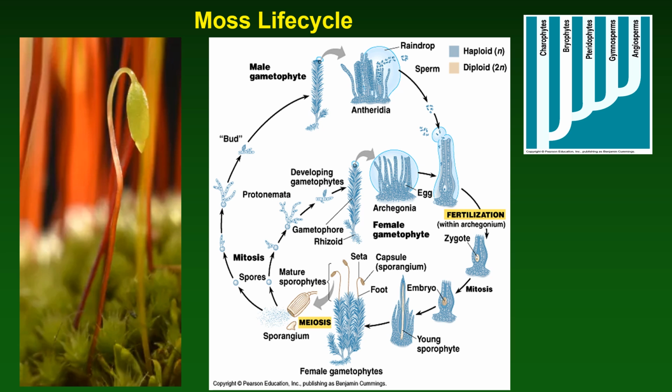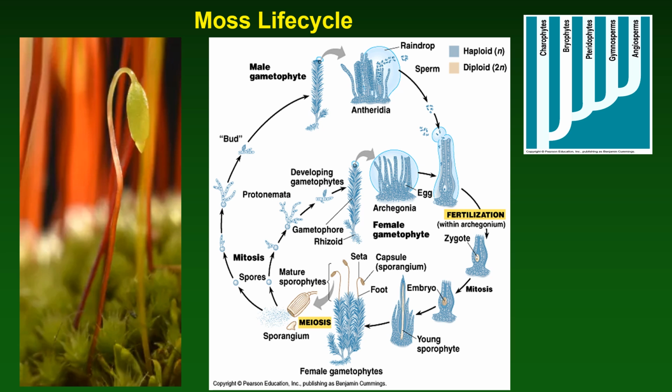The zygote undergoes mitosis and develops into an embryo. The embryo develops into a multicellular diploid sporophyte. But what's really interesting is the sporophyte is not released, it grows out of the gametophyte. The sporophyte is not photosynthetic, so the gametophyte has to feed it. It's almost like a parasitic little plant.